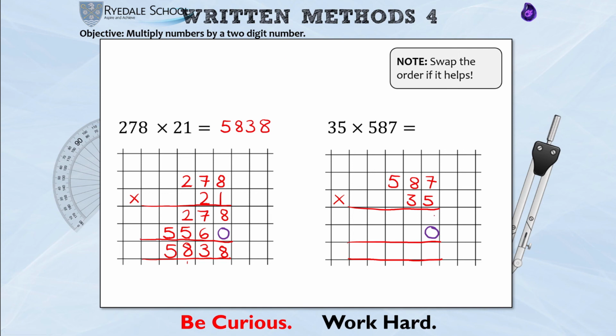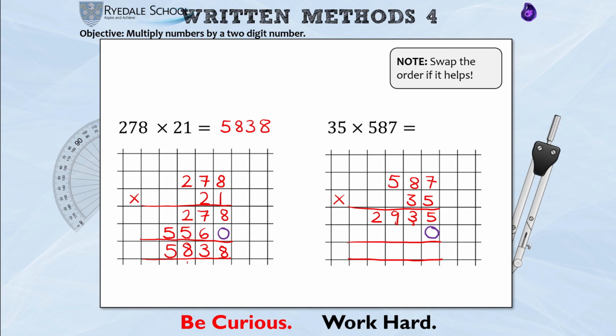So for this top line, we are doing 587 times 5. So let's begin with that. 7 times 5 is 35. Now 8 times 5 is 40. Add the 3, 43. 5 times 5, 25. Add the 4, 29.